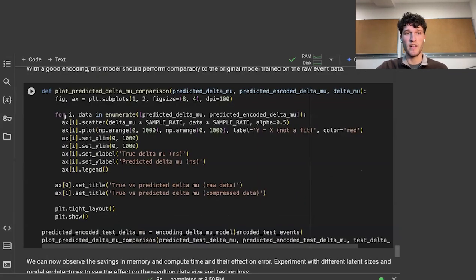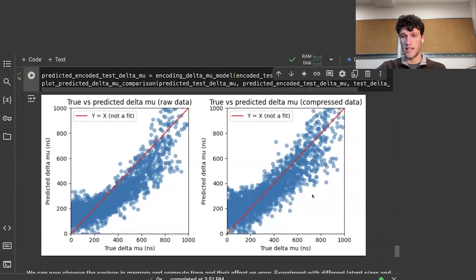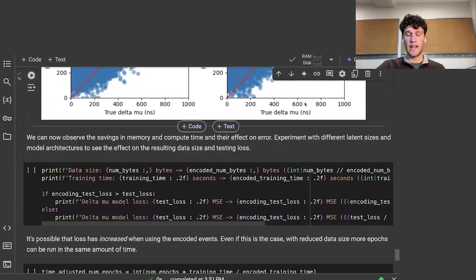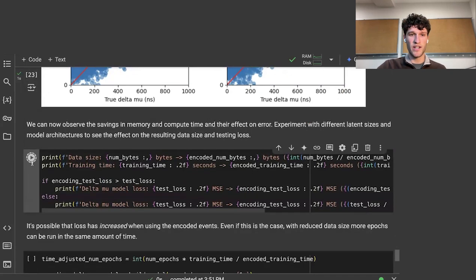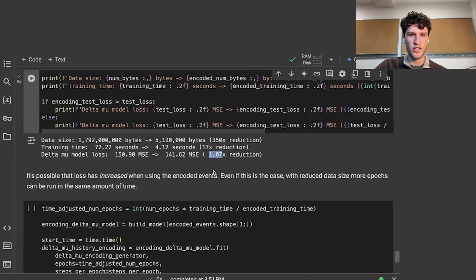We can plot the performance comparison between the model trained on the raw data and the compressed data, and you can see again that the performance is pretty comparable, if not even a little bit better on the right side when we're using the compressed data. And so now we can see sort of a full summary of what we've achieved here, right? So we've taken this 1.7 gigabyte data and translated it into just 5 megabytes of data, which is a 350 times reduction in the size of the data. We've taken the training time from 72 seconds to 4 seconds, which is a 17 times reduction. And we've decreased the loss achieved in 8 epochs of training, which is this 1.07 times reduction. And so these are all big wins.